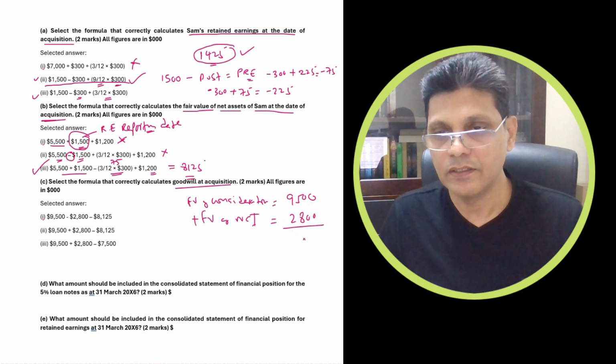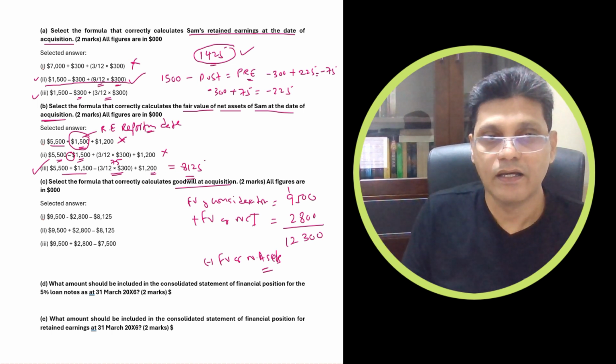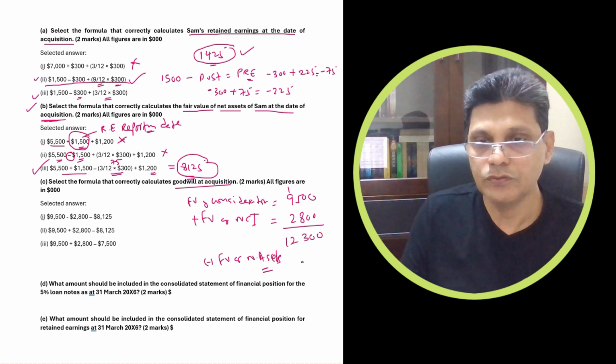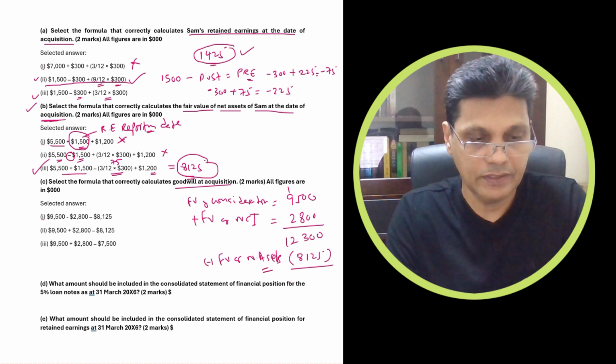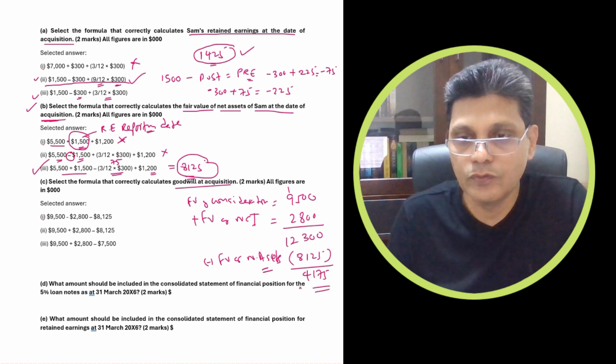To that 2.8 million, you need to deduct the fair value of net assets. Okay, the fair value of the net assets is, in the second question we calculated fair value of net assets of SAM at the time of acquisition, which is going to be 8,125,000. So once you deduct 8,125,000, that's going to be your goodwill. So goodwill will be 12,300,000 minus 8,125, which is going to be 4,175. But this is not the way you need to answer this question.